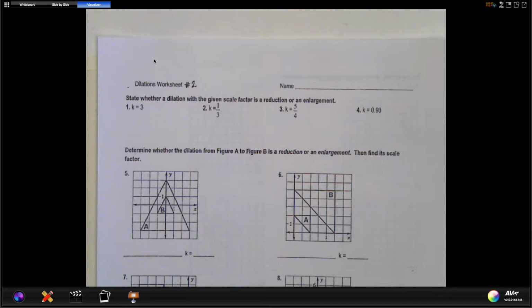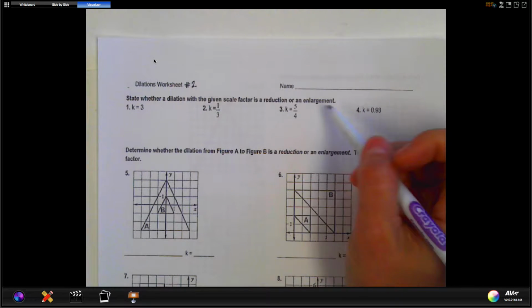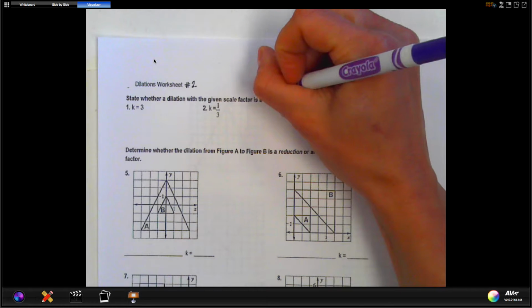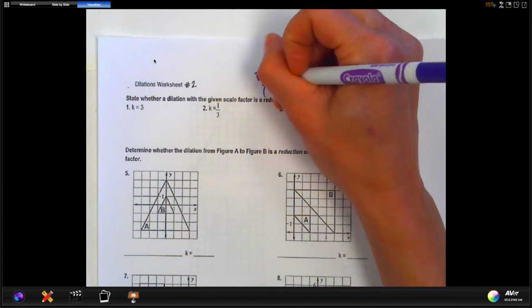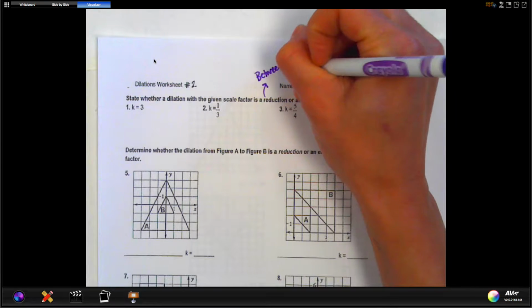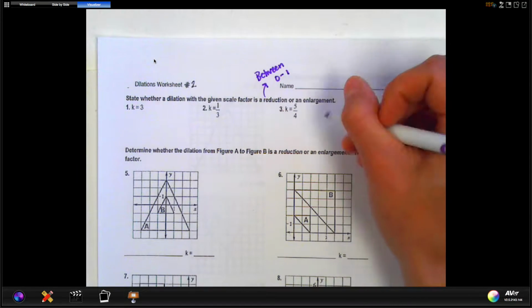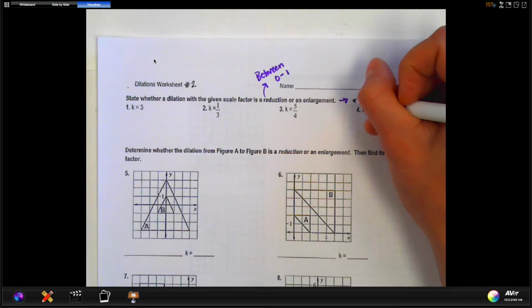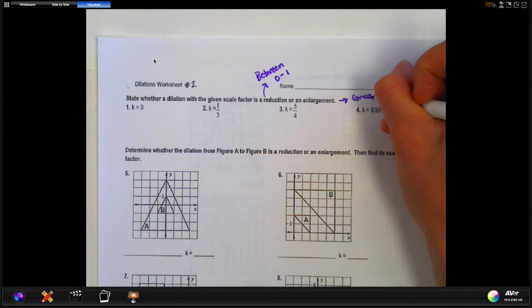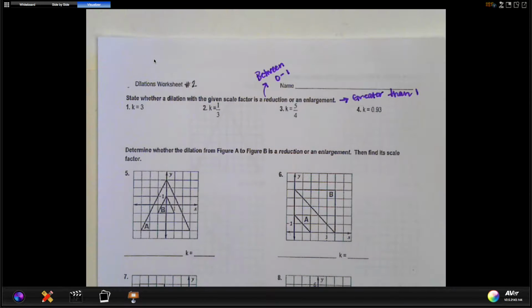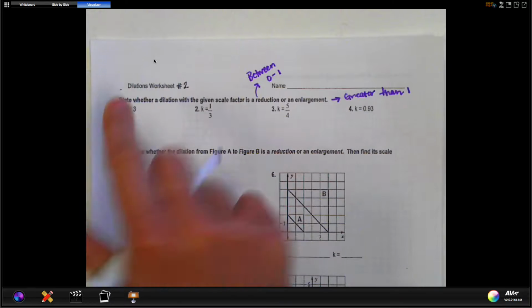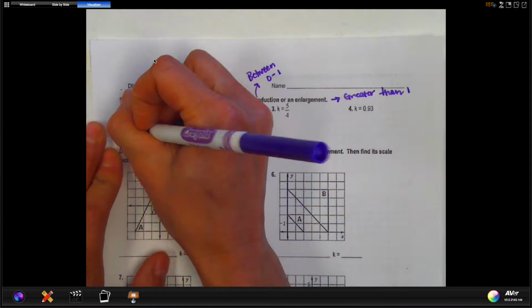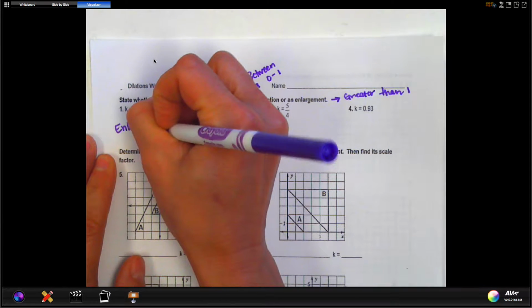So remember that for reduction or enlargement, reduction means that it has to be between 0 and 1, okay? And an enlargement has to mean it's greater than 1. So if our scale factor is 3, that is greater than 1, so this is going to be an enlargement, okay?